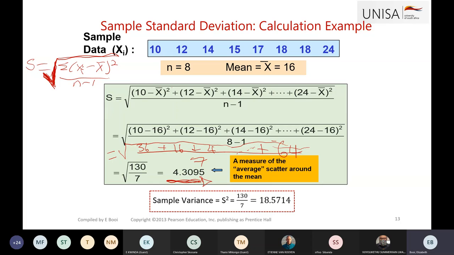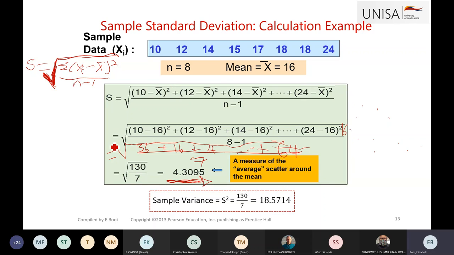It means all my observations are scattered around the mean. If this is the line that represents my mean, and my mean is 16 at this point, and this is my X observation, then these values would have been scattered around somewhere there. That's what it means. So how far are these values from the mean? Maybe one is there, one is there, but the distance roughly is 4.3. That's what the formula says when you calculate the standard deviation.